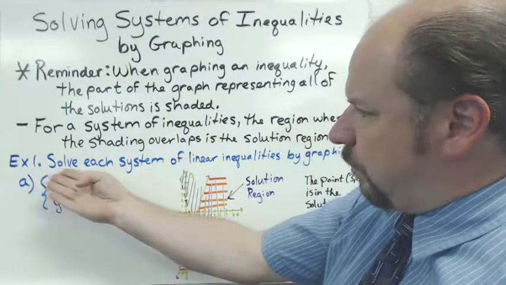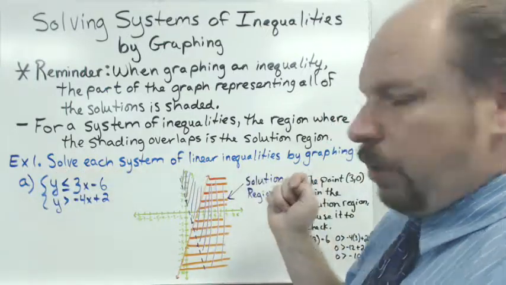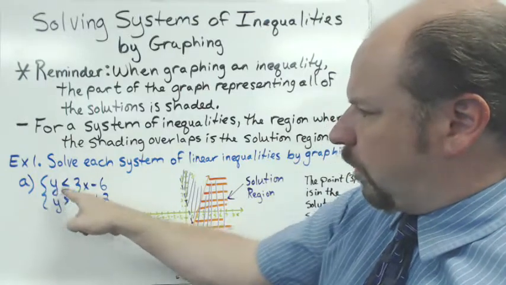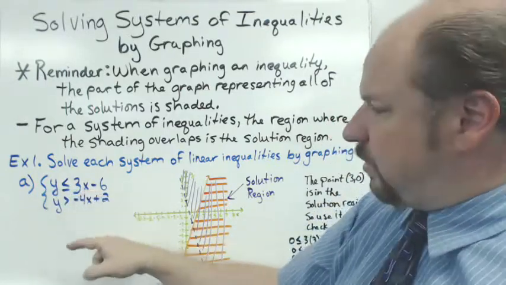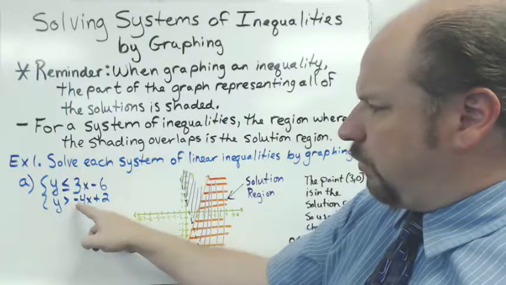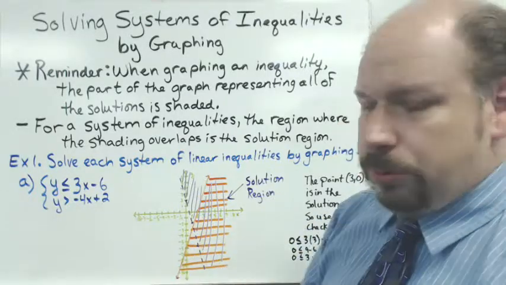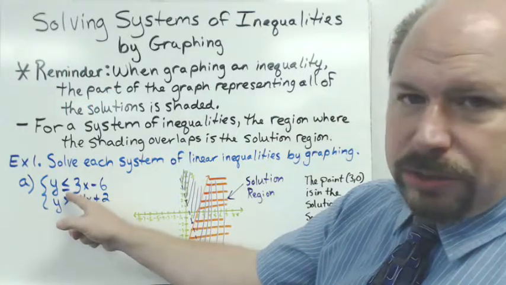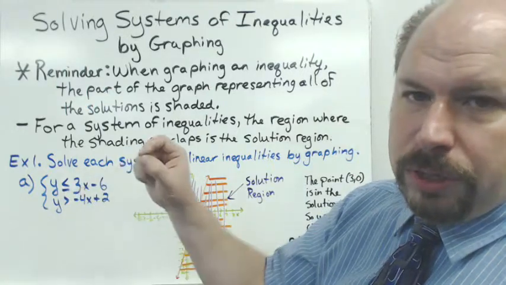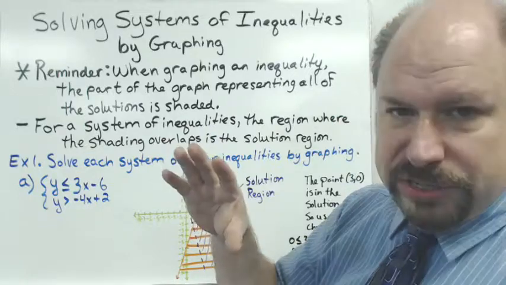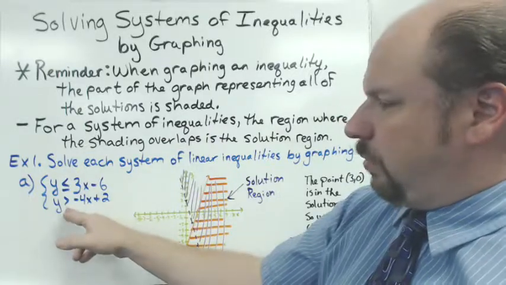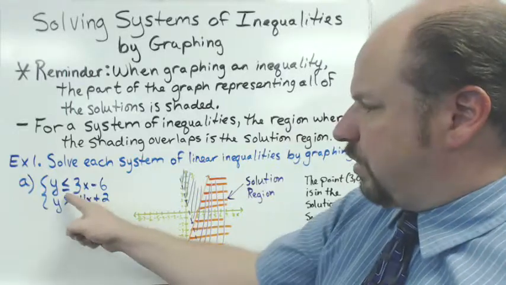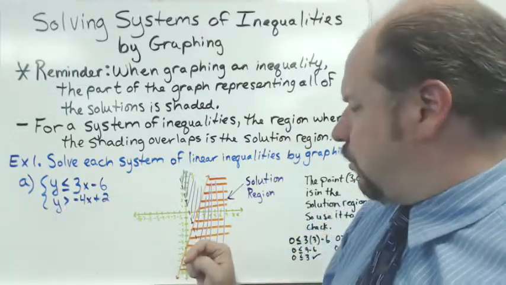So our first example, solve each system of linear inequalities by graphing. We have this system here: y is less than or equal to 3x minus 6, and y is greater than negative 4x plus 2. Just a couple of reminders here. When it's less than or equal to or greater than or equal to, our graph is going to have a solid line with shading, and when it's just less than or greater than, it's going to have a dashed line with shading. So this line will be solid, this line will be dashed.